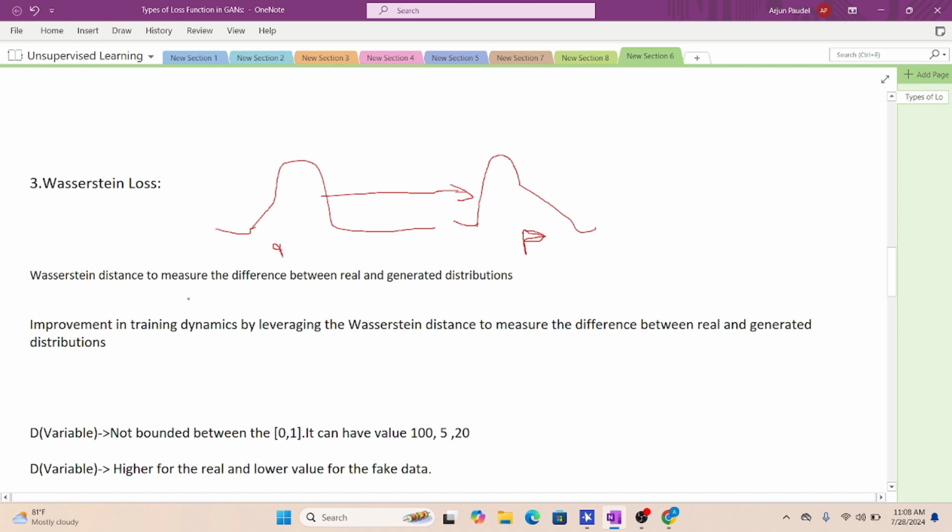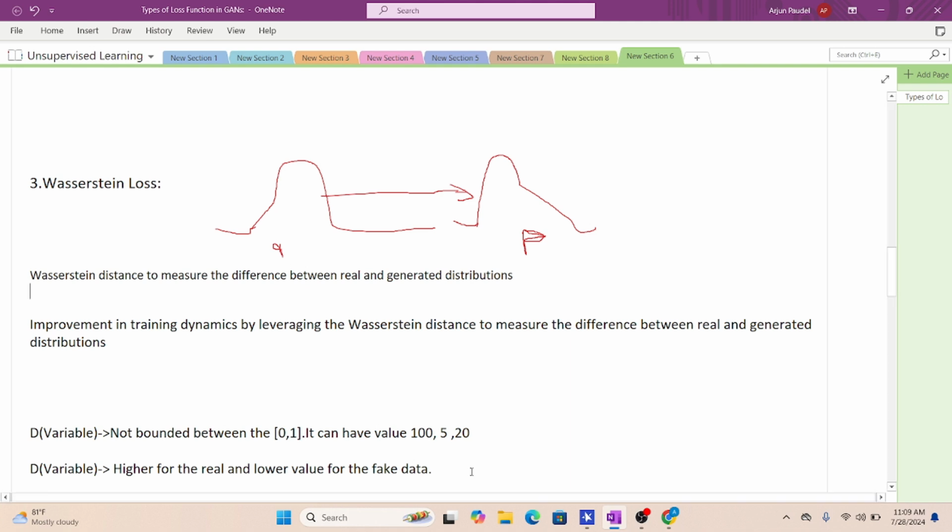It is a better metric for measuring the two distributions than using the previous min-max loss. It is also a better metric for knowing the state of the generator, and it improves training dynamics. By leveraging the Wasserstein distance to measure the difference between real and generated distributions, the training dynamics are better.